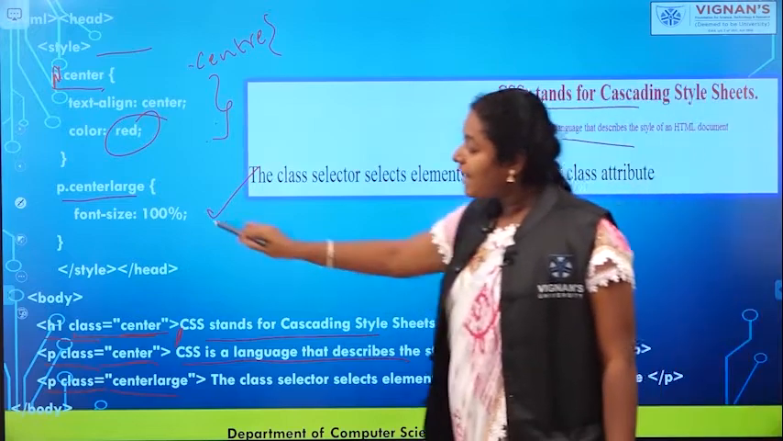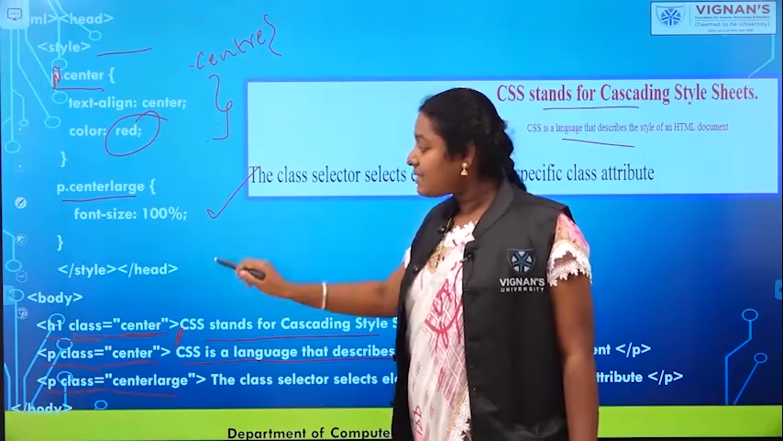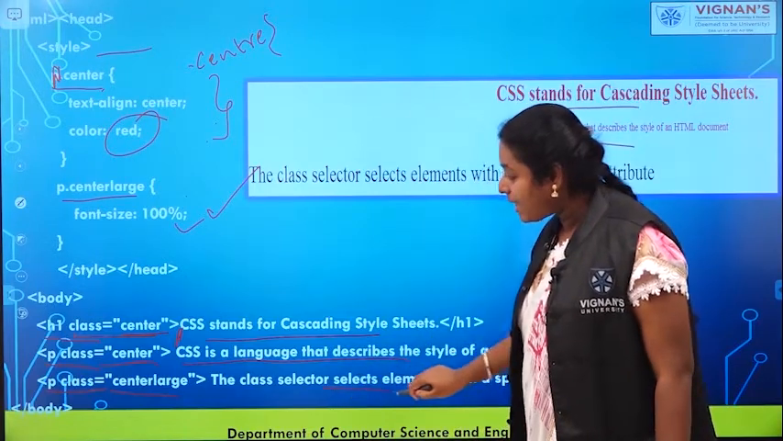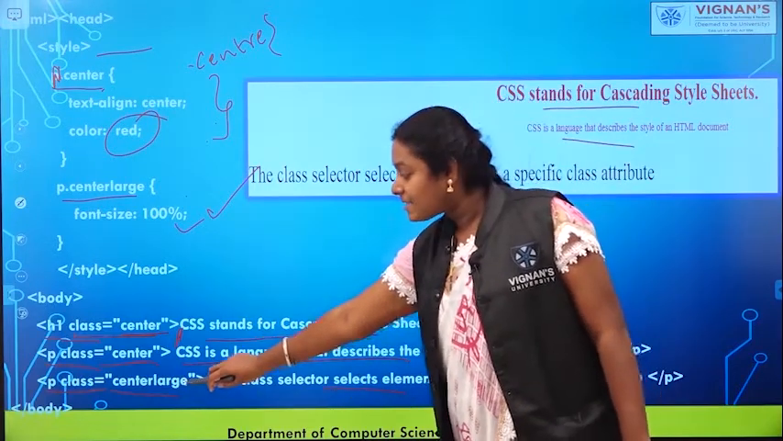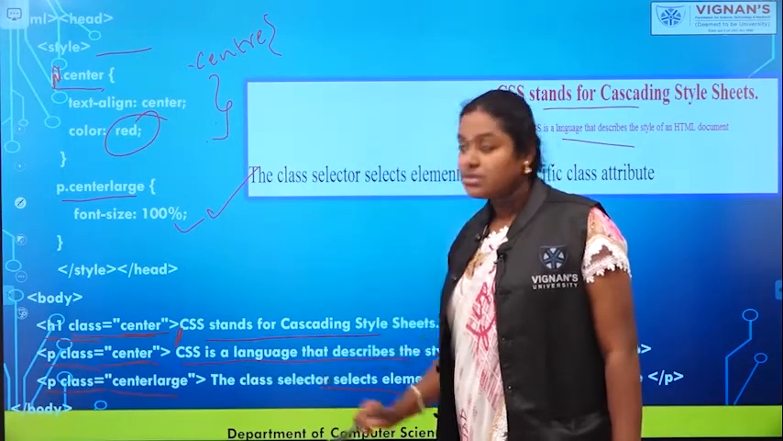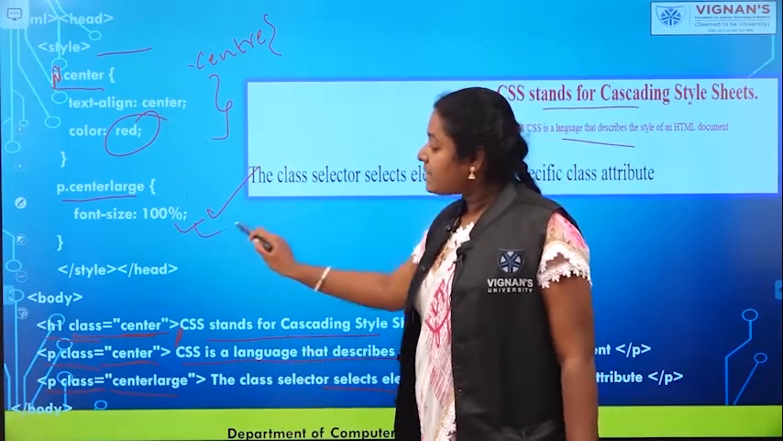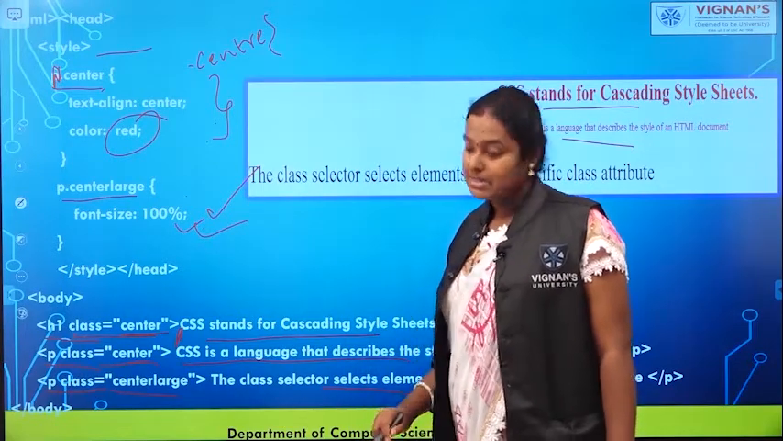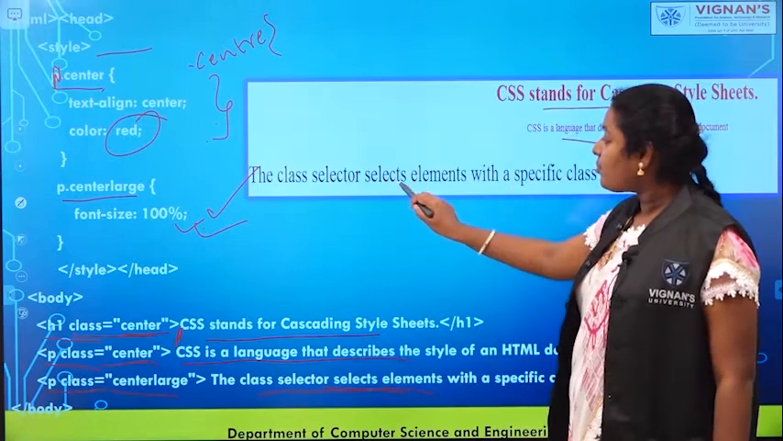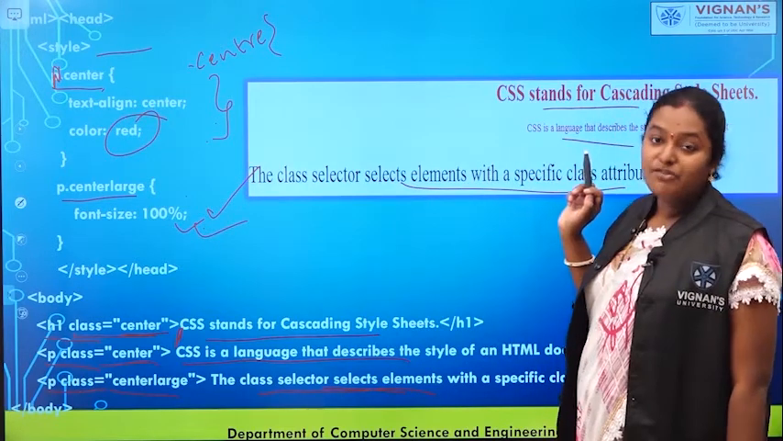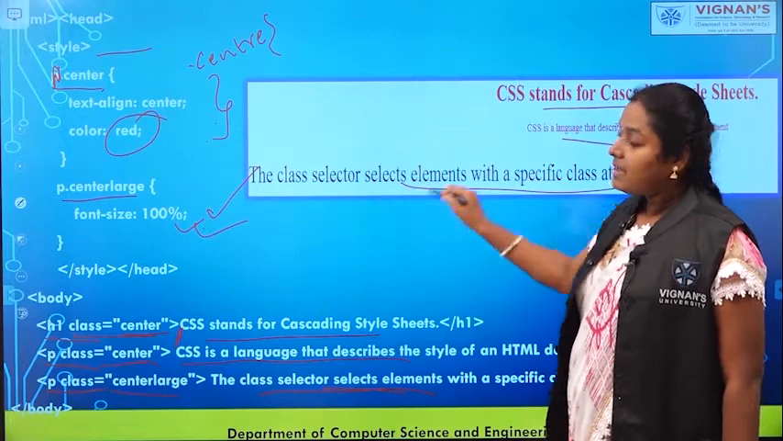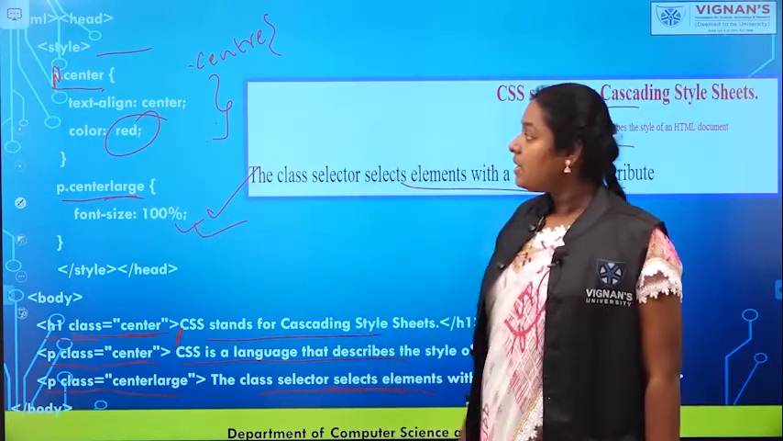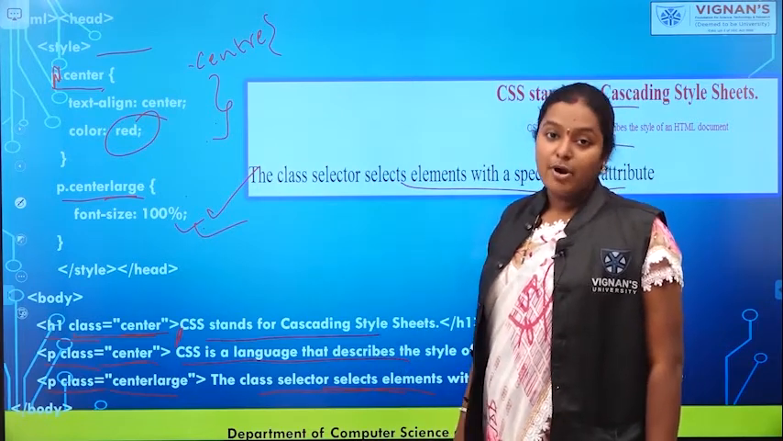And if you take p.centerlarge, for this class you are applying a font size of 100%. If you see here in the body, this p tag has the class attribute class equal to centerlarge. Only for this tag will these properties be applied. So what is the property here? A font size of 100%. So for this text, in the output you will get a 100% font size. So this is the property applied for the corresponding class centerlarge. So this is the output for the corresponding class selector.